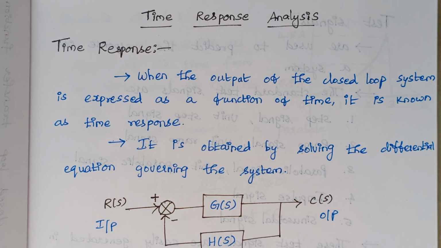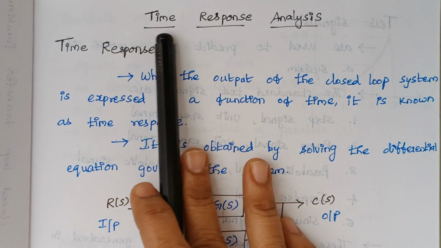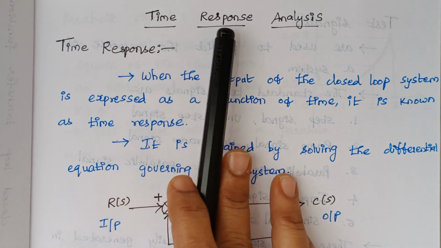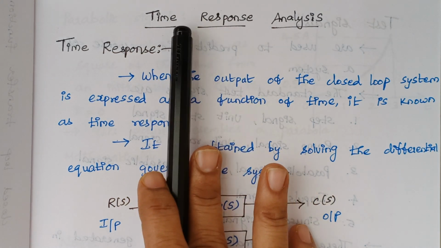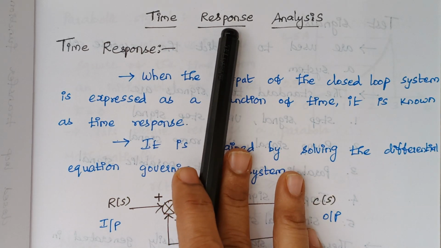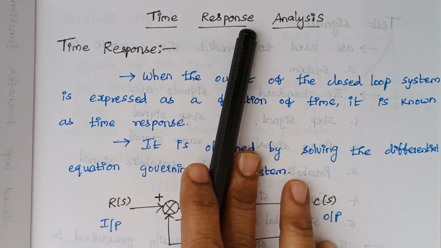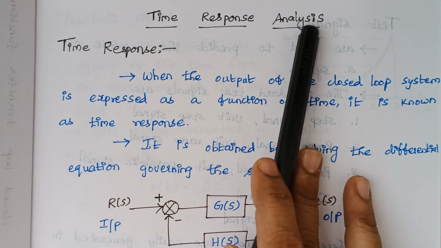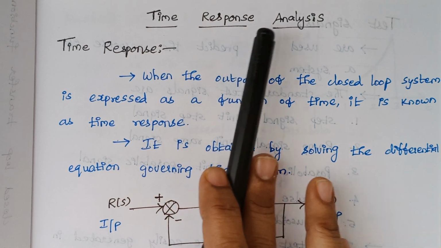Today we are going to start our next chapter, time response analysis. So from the topic, what is meant by time response? Response is nothing but the output of a system. So whenever the output of the system is in terms of time, then that is known as time response. As we all know, analysis, we are going to discuss in detail about time response, right?